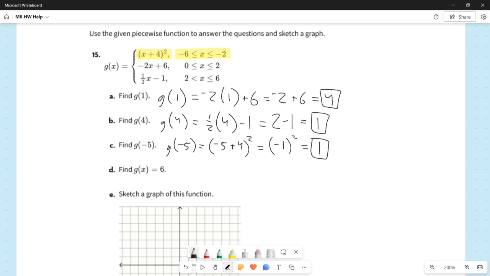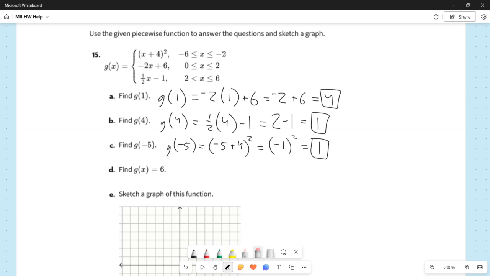D. Find g of x equals 6. So it looks very similar to A, B, and C, but actually it's a little bit different, because with D, they're giving us the result. They're giving us the output here, what would essentially be our y value of 6, and it's asking what input results in a 6. And I'm going to make an executive decision here.